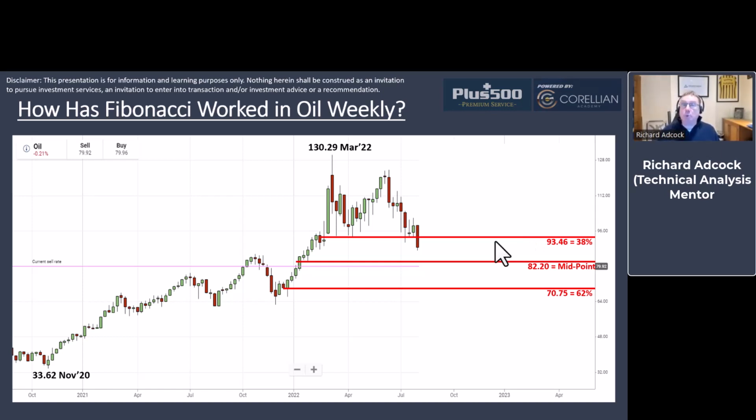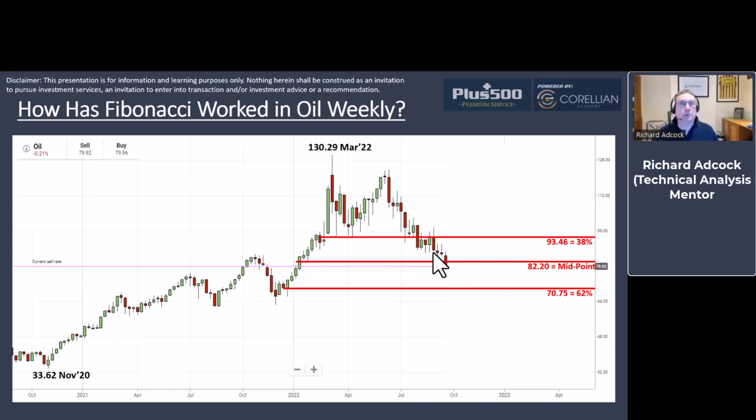Now, this was important because it highlights deterioration within the market. It doesn't give us a signal that the market has necessarily topped out, but what we would anticipate with a break of a 38% retracement level is a move towards the midpoint, which in the case of oil stood at 82.20. And you can see that the initial test of this midpoint level resulted in a bounce and a period of consolidation.